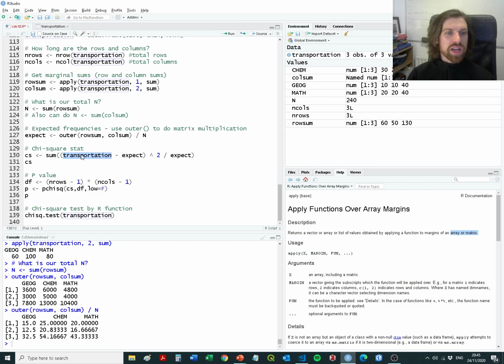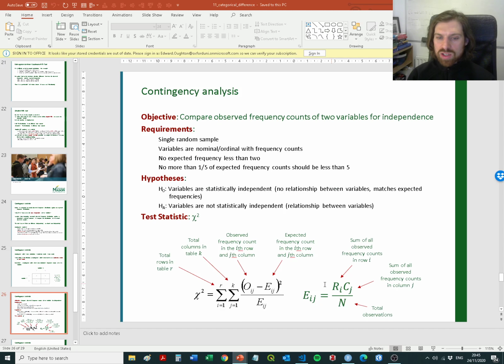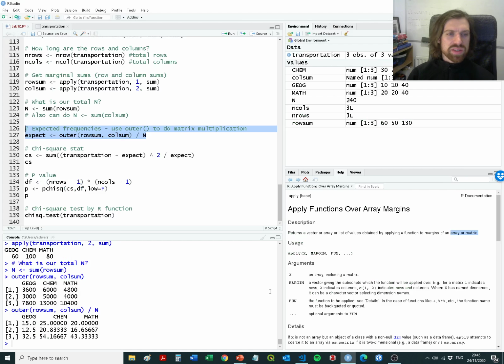Nope, that's what we're going to get now. So what we've done is we've done the first part, basically. We've got these two parts of the calculation. We've got the EIJ value. Now what we need to do is actually string them together in order to get our chi-squared value.